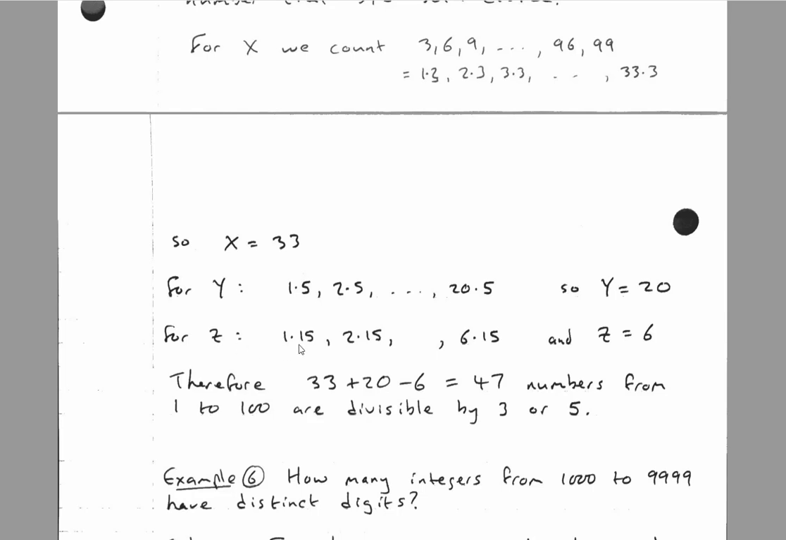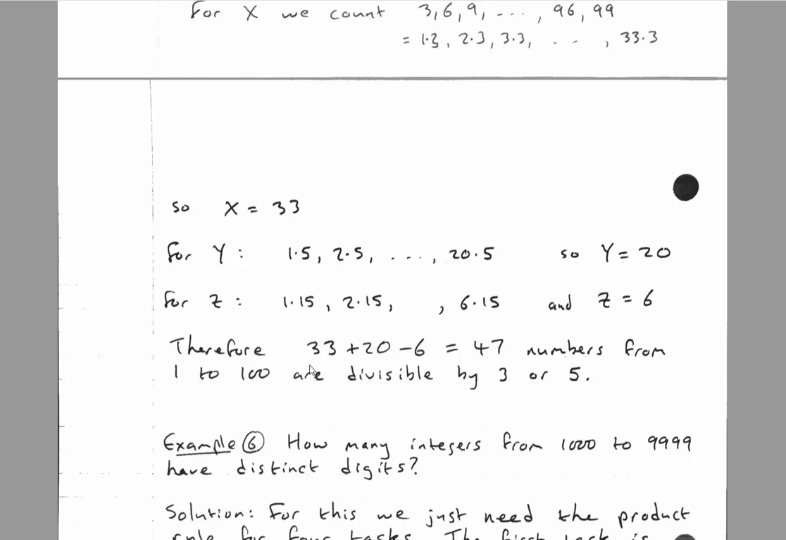And how many numbers does 3 and 5 divide? Those are the multiples of 15, and there are 6 of those less than 100, up to 90. So x plus y minus z in this case is 47. So 47 numbers from 1 to 100 are divisible by 3 or 5.